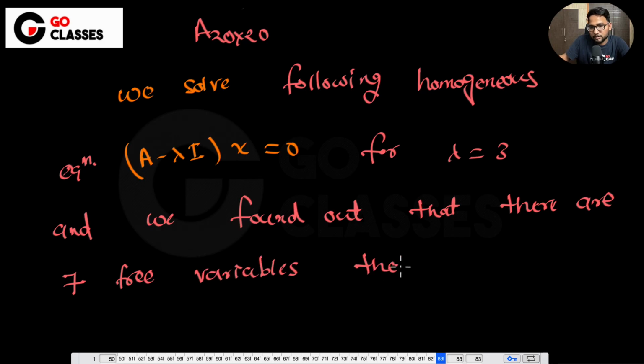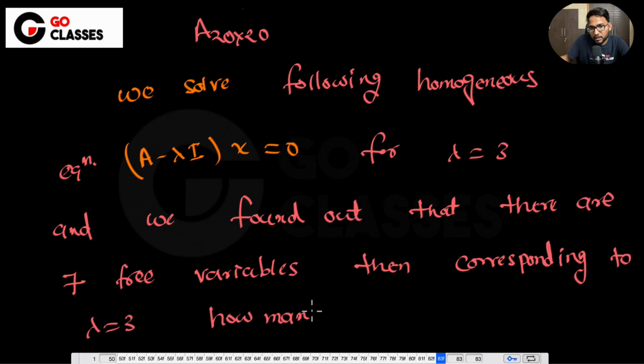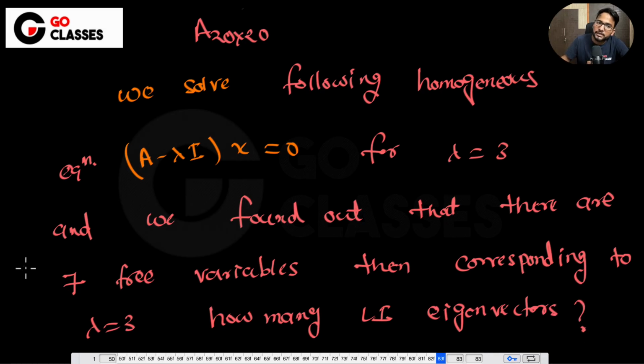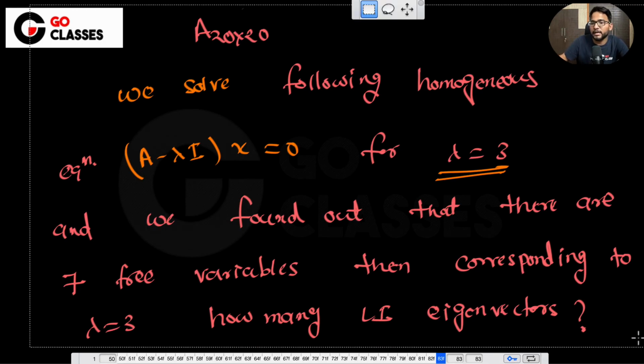Then corresponding to lambda equal to 3, how many linearly independent eigenvectors are there? Just try solving this question. So what I'm saying, that when you are solving this (A minus lambda I) x equal to 0, which is actually Bx equal to 0, then you found out for lambda equal to 3 that there are actually 7 free variables, which means corresponding to lambda equal to 3, there are 7 eigenvectors, 7 linearly independent eigenvectors, right?